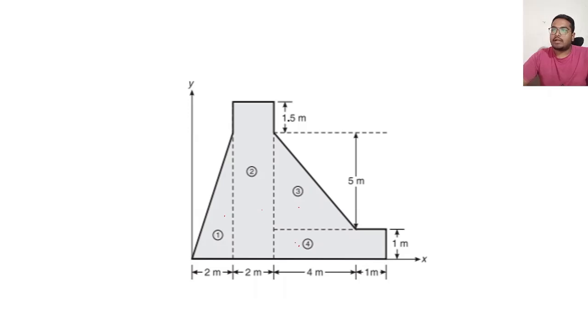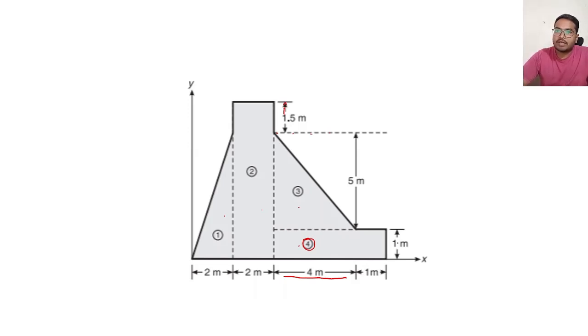Third one is a right angle triangle, and the fourth one is also a rectangle. You can see the dimensions given here. The dimensions are 1.5 meters here, 5 meters is the height of the triangle, and 4 meters is given here. 4 meters is the width of the triangle.